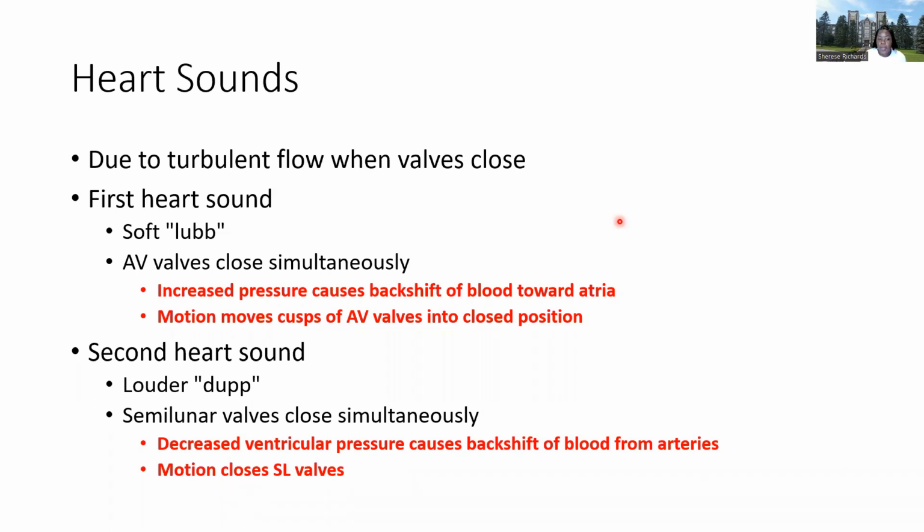The second heart sound is a louder dup. That is caused by the opposite set of valves. That's that last bit of blood shifting against the back of the semilunar valve. As the semilunar valves are closing, that last bit of turbulence or blood that's moving creates that turbulent sound, which gives us that louder dup. The reason that it is louder is because we have more resistance in the systemic circulation and in the pulmonary circulation. And so it's a louder whoosh against the back of the semilunar valves than it is against the back of the AV valves.